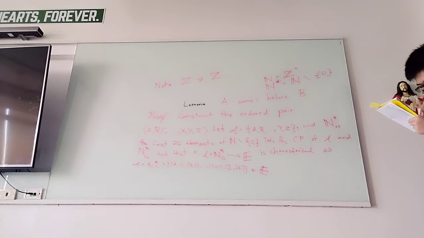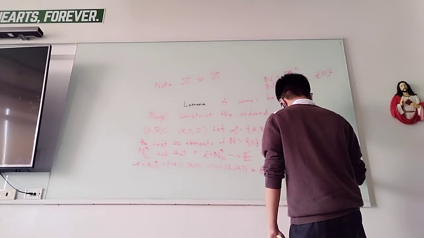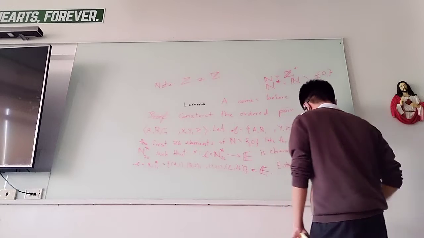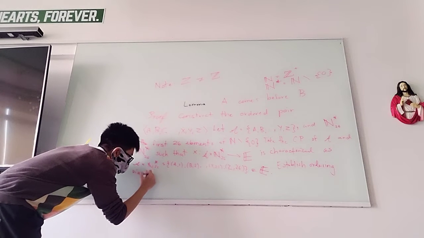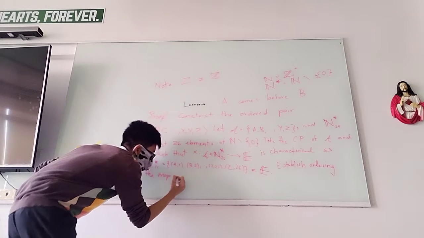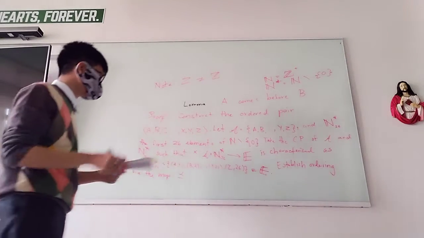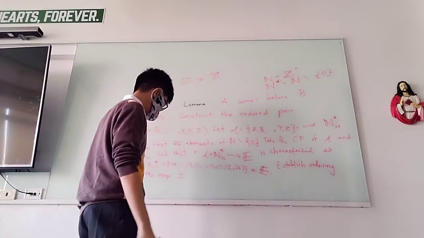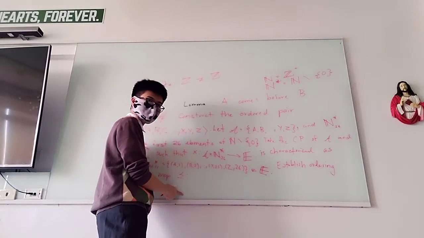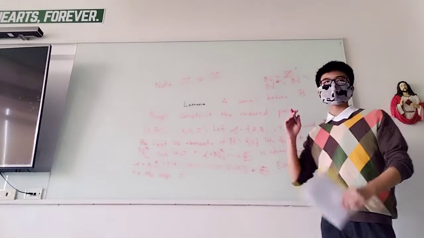So we can start the next part. Establish ordering via the map, which I will call pre-equ. That's the symbol in LaTeX. I don't precisely know what the name of this is, but it's a general way of saying less than or equal to. Because when we talk about ordering, it's a more abstract definition.